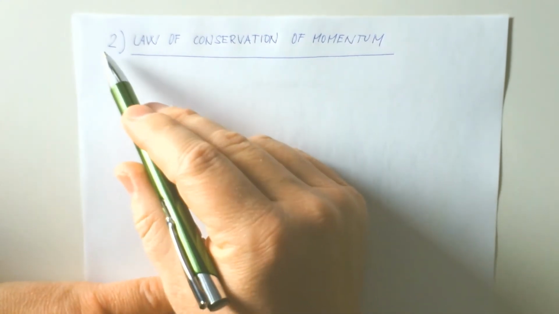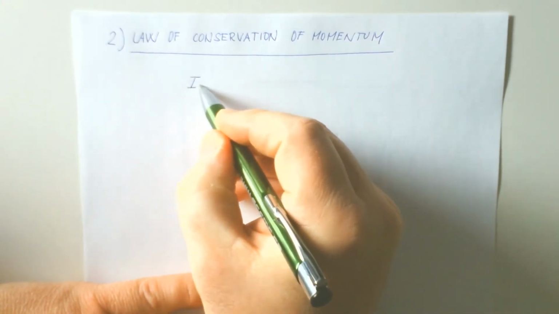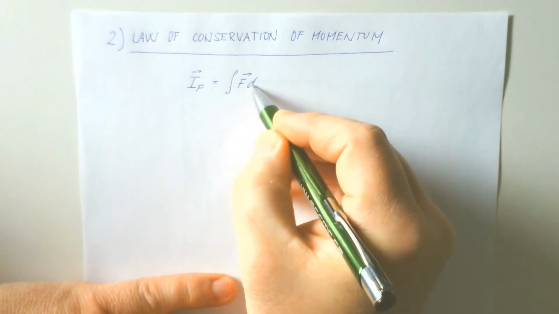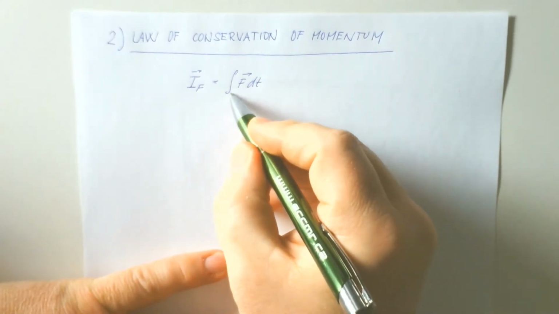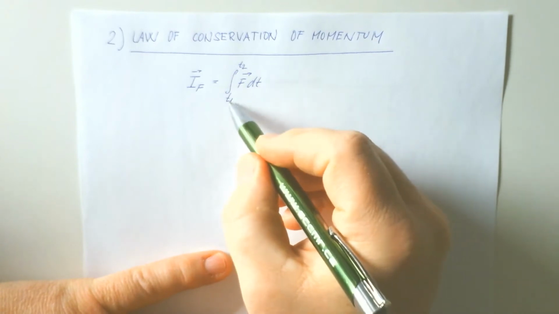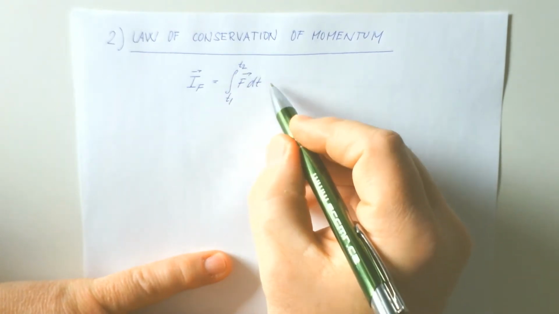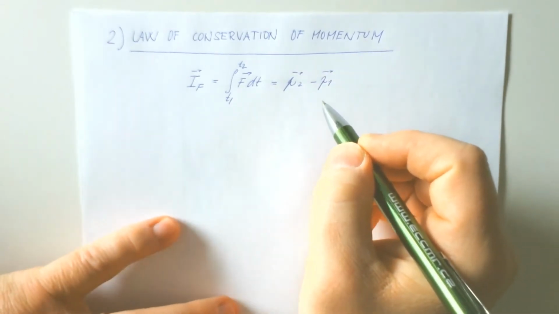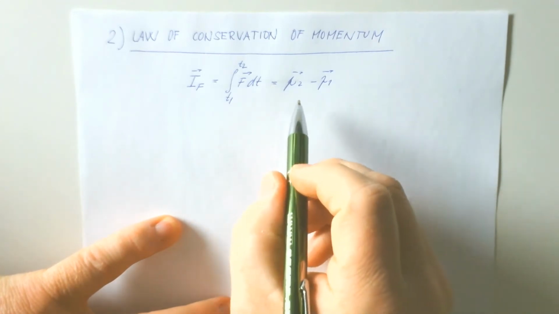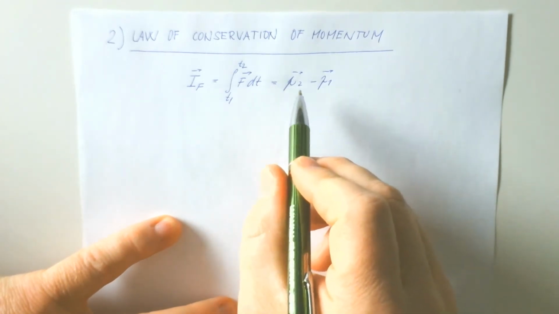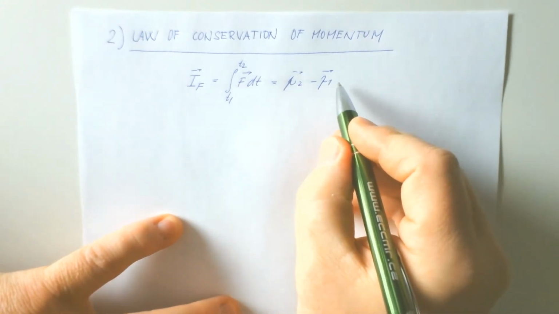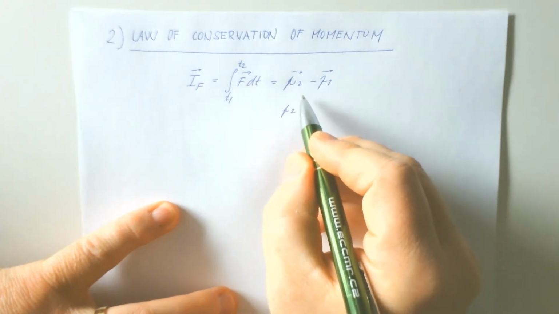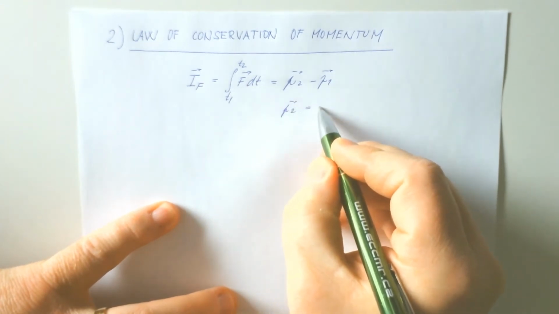Previously, in step 1, we defined that the change of momentum is given by the impulse of force in the time interval from t1 to t2. So there is a change of momentum. And if we want to keep the momentum of the system constant, then this equals 0. So it means that the right side of the equation equals 0.